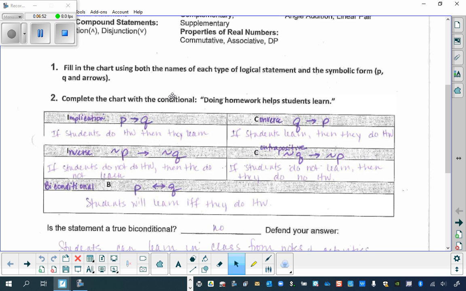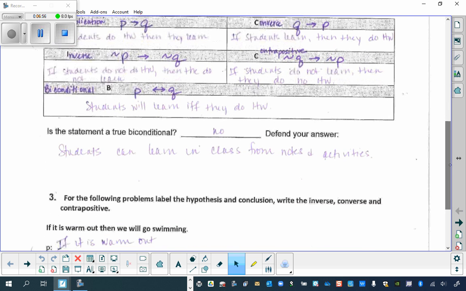Now, if we wanted to, we could argue about whether we think that this is a biconditional statement. Teachers would love to answer yes. I would love it to be a biconditional statement. The only way you're going to learn is if you do your homework. You will learn if and only if you do your homework. Because I want everybody doing their homework. But there's other times that you learn, whether it's learning in class or learning from doing notes and activities, learning talking to your friends, however it is that helps you learn.